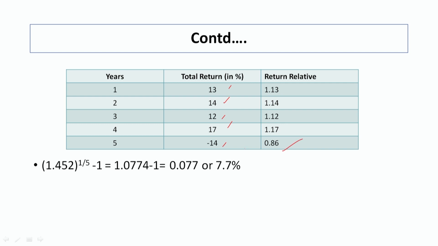Now, what we have to do? We have to calculate the product of these values. It is coming around 1.452 to the power 1 by 5, as it is mentioned, because a 5 year period is there. We have to take the root of this value. We are getting 1.0774 minus 1. It is coming around 7.7% or 7.77%. Okay, so this is the compounding effect, or we can say the geometric mean of the investment.